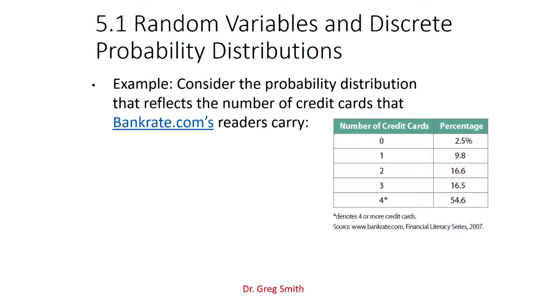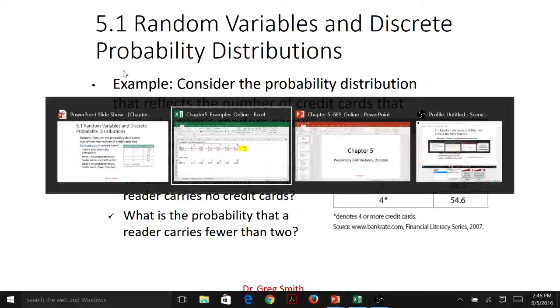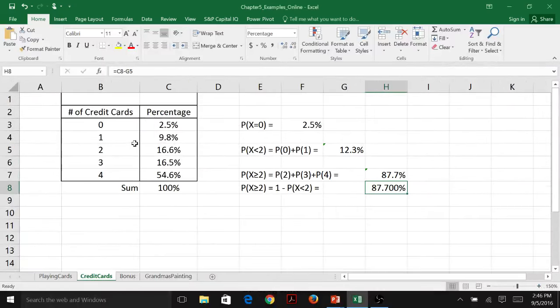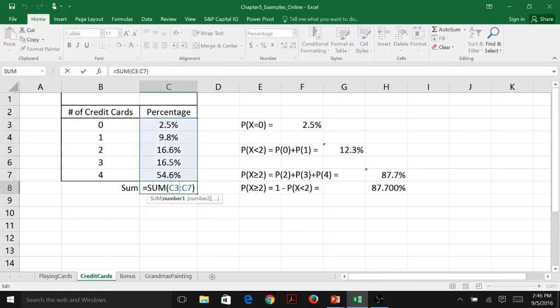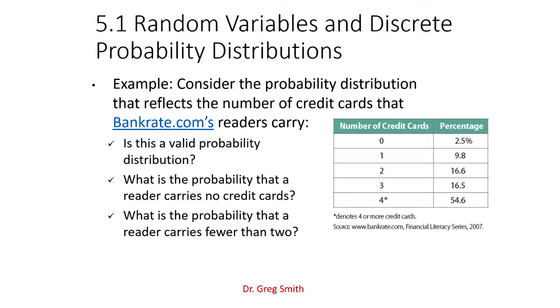Here's another example. What if we look at credit cards at bankrate.com? The first thing we have to do is confirm that this is a valid probability distribution, and we just saw that. Here's what it looks like. In this data set, here's the number of credit cards you carry, and the probability, or the percentage, I should say. All the percentages should sum to 1, or 100%. Bingo, done. So it is a valid probability distribution. Now we can move on.